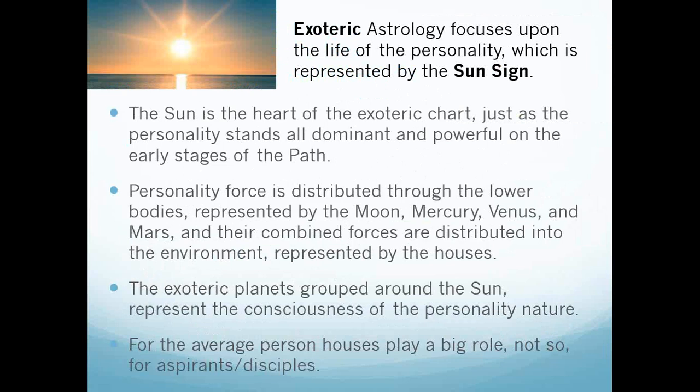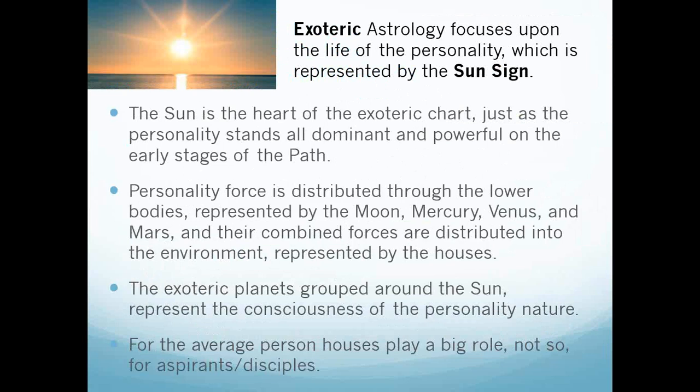The exoteric planets grouped around the sun represent the consciousness of the personality nature. For the average person, houses play a very big role, but not so for aspirants and disciples. So that's an interesting thing to keep in mind, isn't it? That the houses, although we do make reference to houses and the areas in which this and this and this is going to apply to each and every one of us, they're not as important for disciples and for initiates as they are for average humanity.